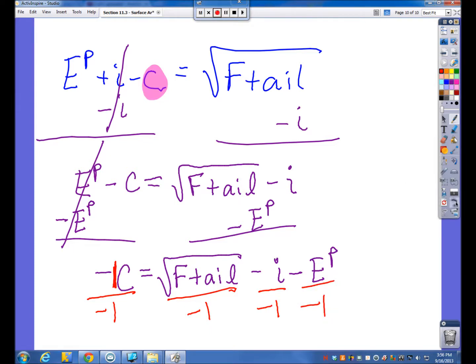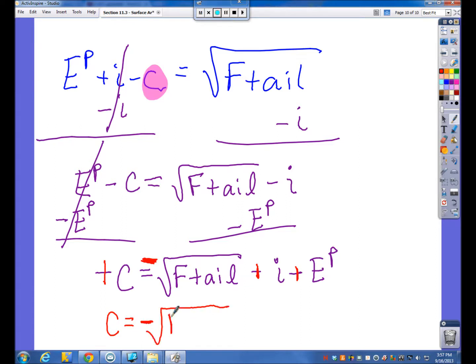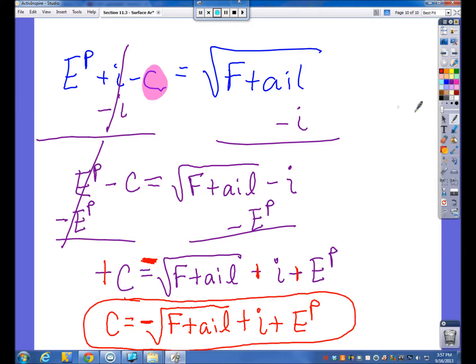Okay. Now what that really does, ultimately, is it's just going to change my signs everywhere. So I can say, all right, let's make that positive. This is now a minus a square root. This is now going to be a plus I, and this will now be a plus e to the p. So really c equals the negative square root of f plus a times I times l plus I plus e to the p. And that would be our answer if I wanted to solve for c.